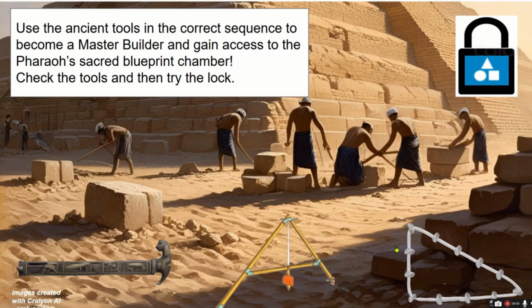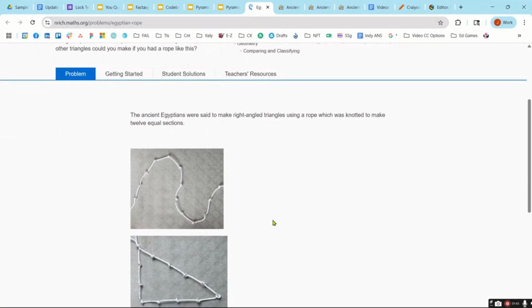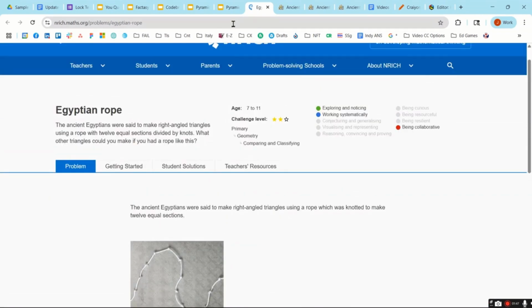Here is the third artifact, and here is the third clue. Egyptians discovered that a rope with 12 equally spaced knots could be used to make a square corner because any triangle with sides of 3, 4, and 5 units always has this 90-degree angle. You can use the rope triangle to draw a perfect square on the ground where the Great Pyramid would be built. Notice we've got hyperlinks to reliable sources again about each of these facts to prove that they're true to our players.